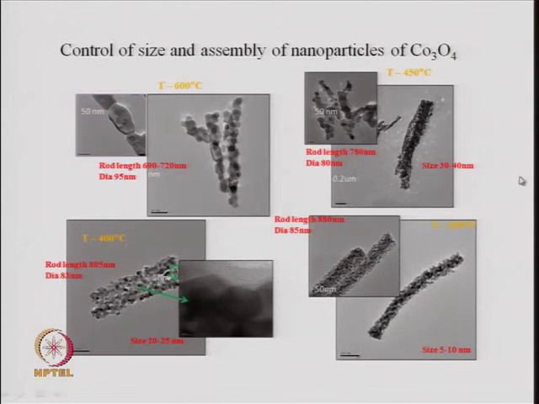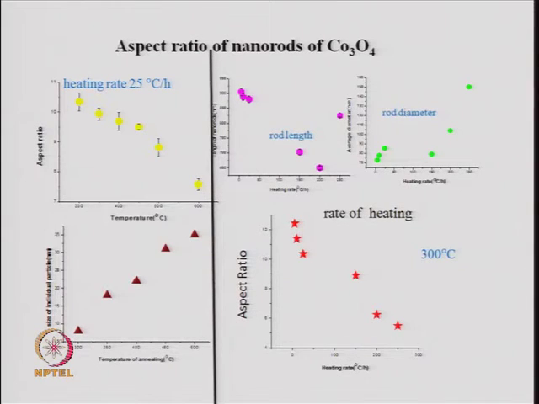So, what this study shows is that using different temperatures, etcetera, you can get the same cobalt oxide in different morphology, and the size of the particles which form this anisotropic rod-like structure can be varied from 5 nanometers to around 80-90 nanometers. So, you have a wide variation of the size depending on the conditions that you are using to make these particles. So, this can be plotted here, and you can see the aspect ratio goes down with increase in temperature.